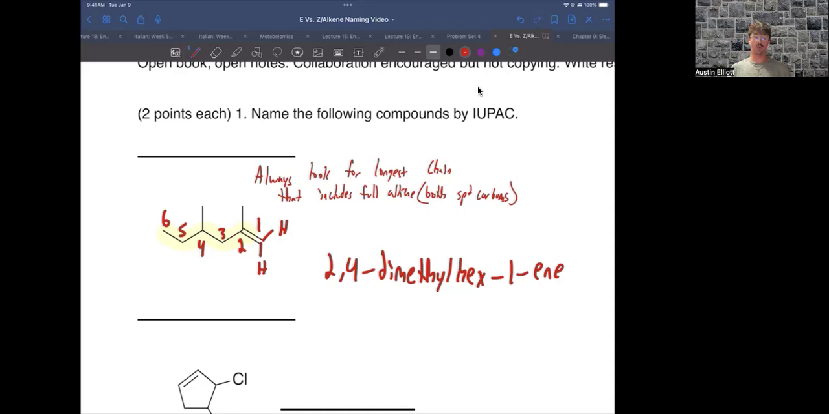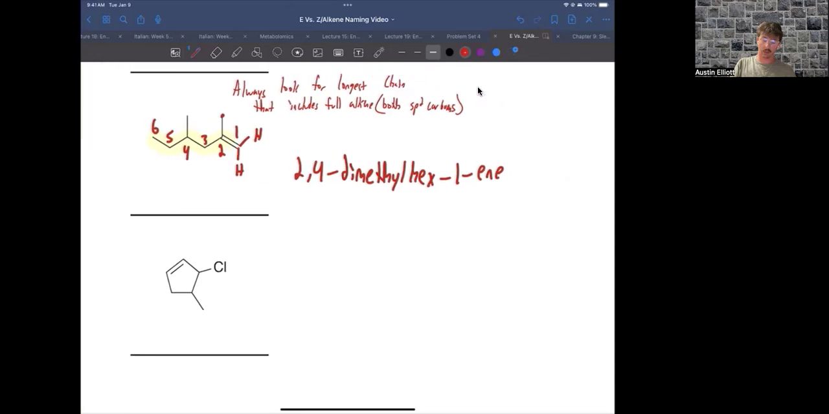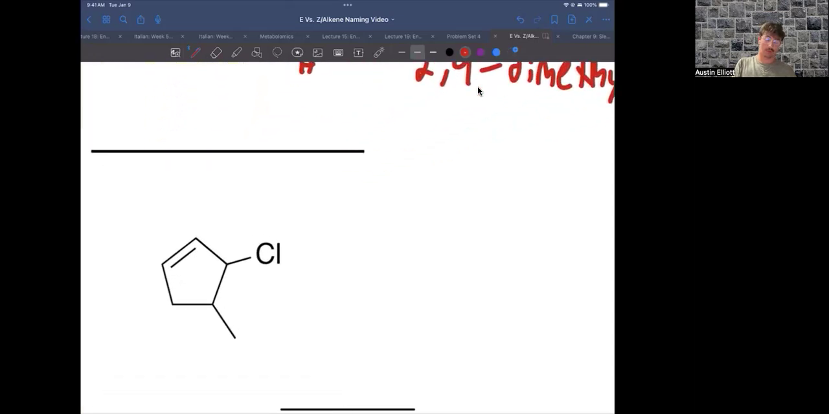Now on the other side, we have that methyl, which is right here, and then we have the other long chain. So that side has different groups, but both sides have to have different groups for E or Z to be a possibility. Here we have another ring. So we're going to number a little bit on this one. We want to make sure that everything has the lowest numbers possible while also including the full alkene.